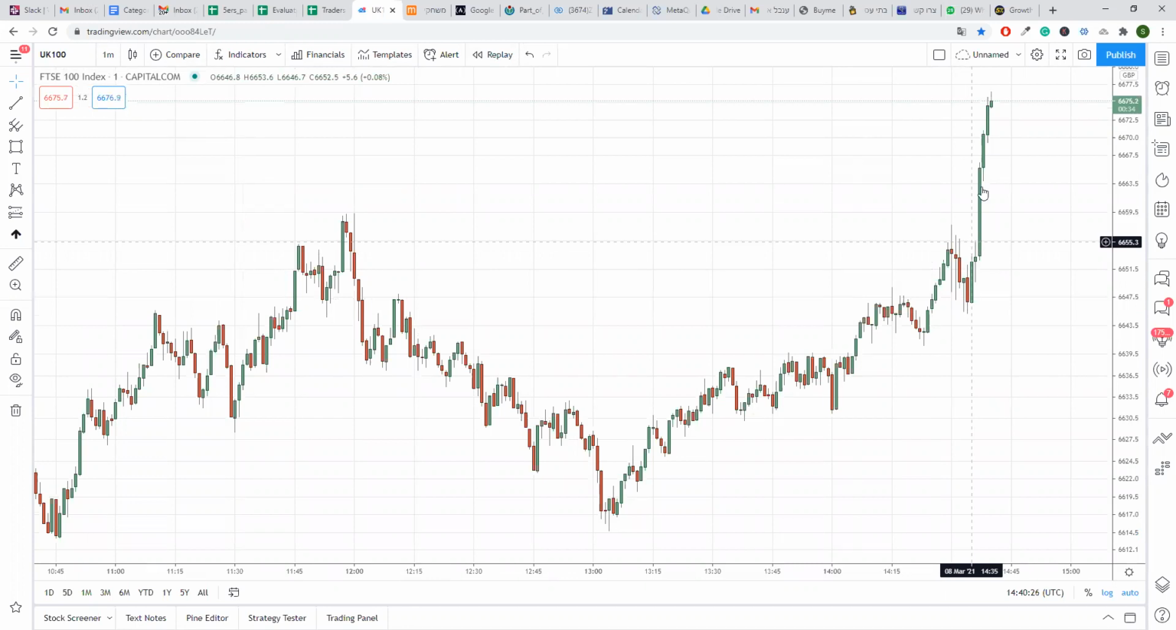The price ran away from that level. If the price goes all the way down back to this level, if I was an intraday trader, I would definitely consider buying here.